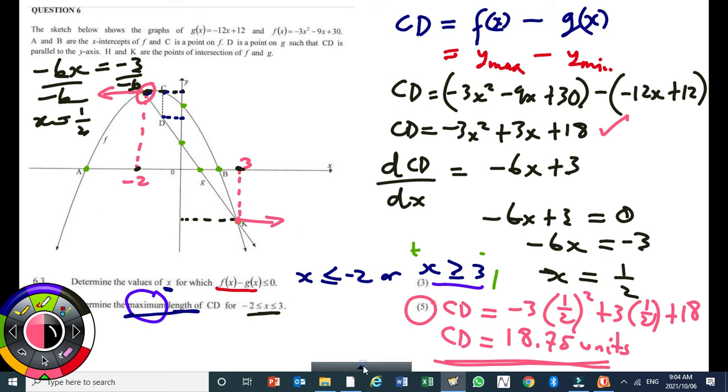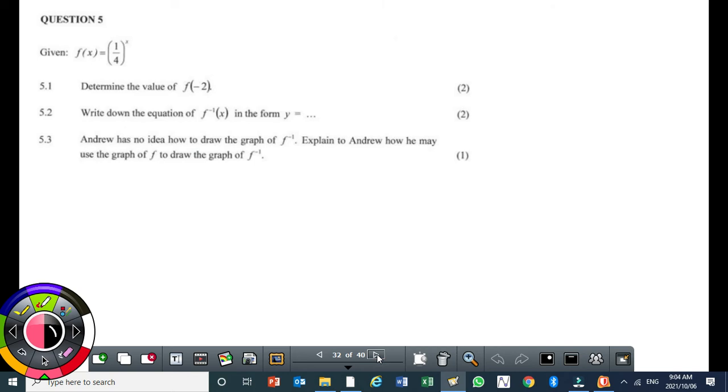If you don't get the question, then let's move on to the next one. The next question is an exponential function. So this is part of inverse function, right? Before I answer this question, I just want you to be aware that for any exponential function, if the base is between 0 and 1, it's a decreasing function. So this function here is decreasing.